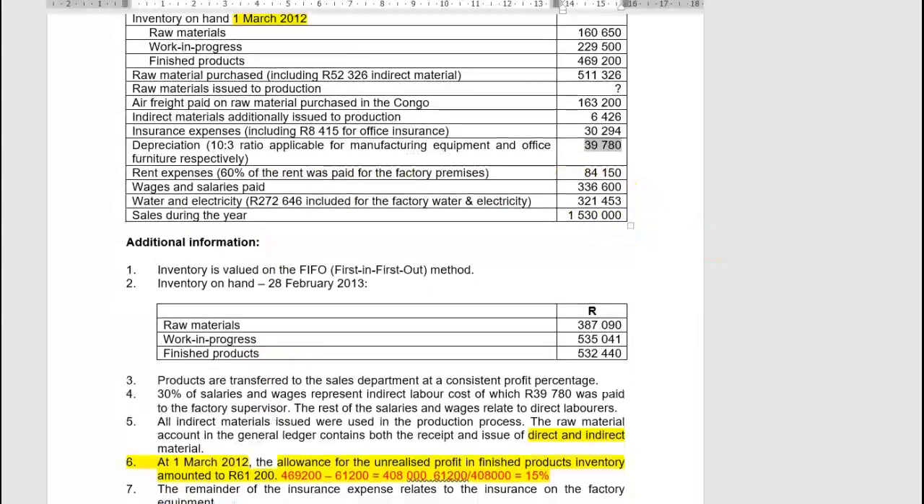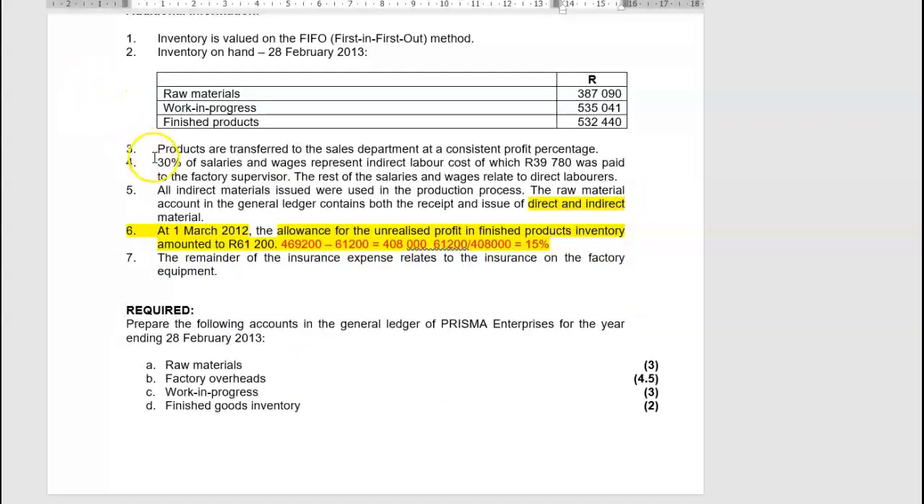336,600. Now the question tells us that 30% of salaries and wages represent indirect labor, of which 39,780 Rand was paid to the factory supervisor. The rest of the salaries and wages relate to direct labour. Now, direct labour cost is a primary cost and it has its own account, which is closed off against work in process at the end of the period. Indirect labour is part of overheads, and that needs to be taken to overheads.